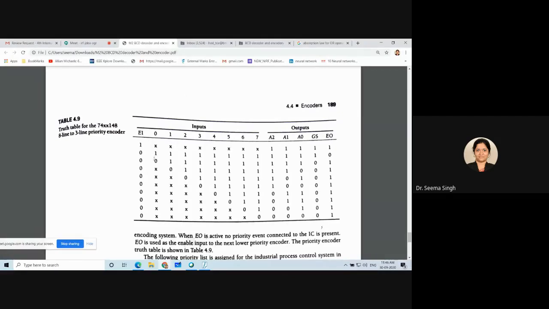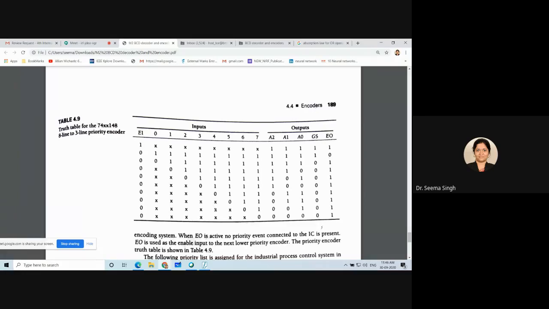Active low or active high? Active low, ma'am. Correct. It is active low, because if it is 1, it is taking all as don't care, and if it is 0, things are working. So it is an active low enable input, which enables the encoder by making the enable input 0. Again, it is a priority encoder.